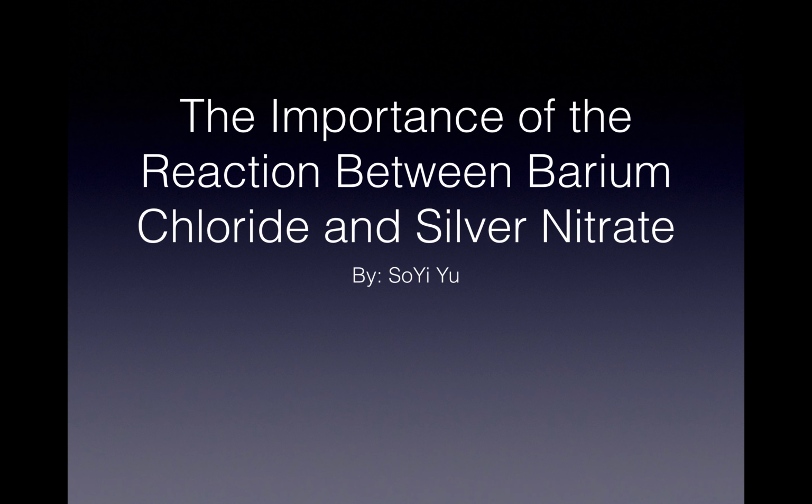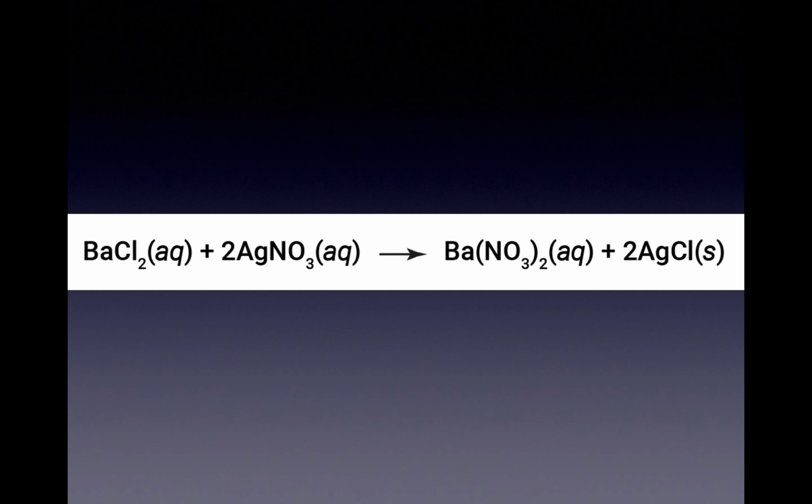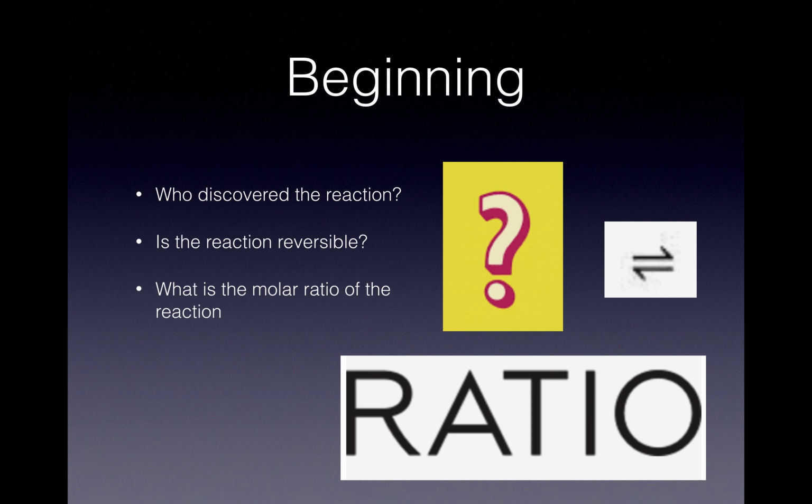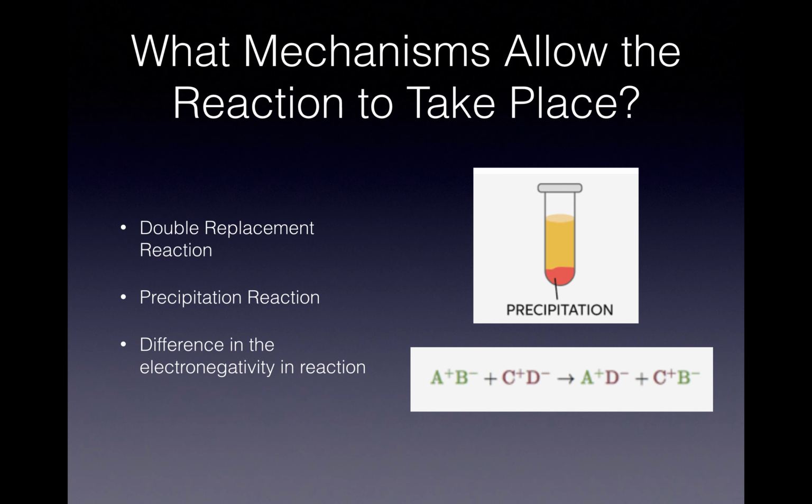I will be talking about the importance of the reaction between barium chloride and silver nitrate. This is my original reaction. Firstly, to tell you who discovered the reaction, it is unknown. Is the reaction reversible? It is irreversible. And what is the molar ratio of the reaction? The ratio is 1 to 2 to 1 to 2.